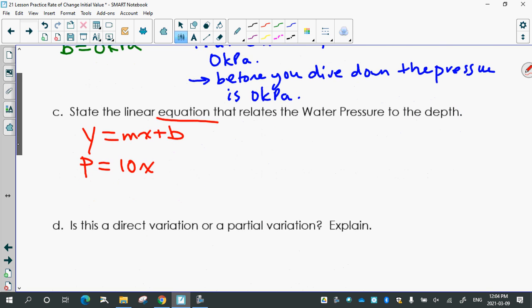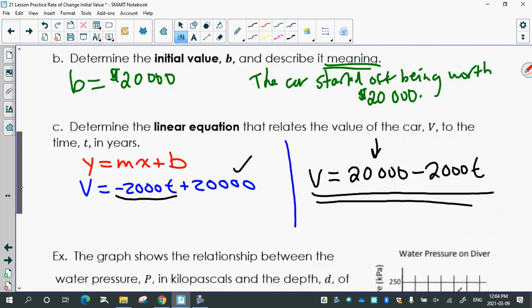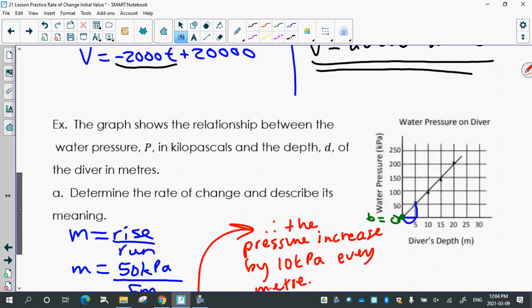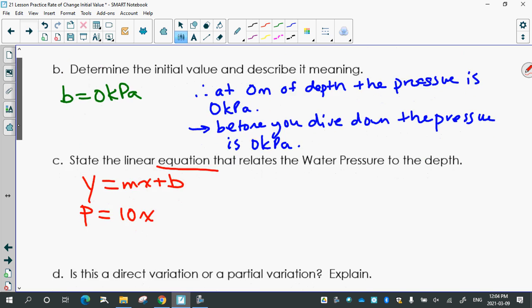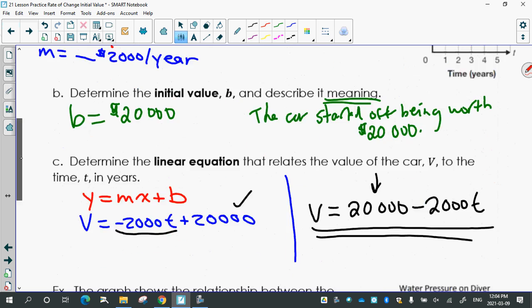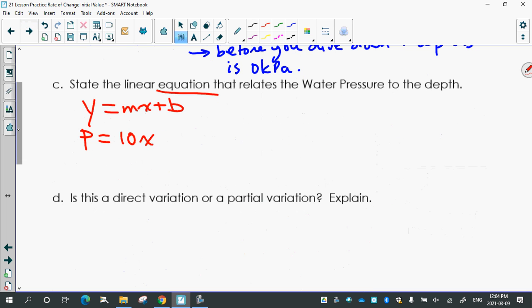Would it be equals 10b? Oh, did it say D? Yes, it should be. Even though it didn't say it here, it did say it here. Where does it say D? In the question. Oh, here. It says this is the p-axis, and this is the d-axis. So yours is right, Amelia. This is a d instead of x. Still the same equation.